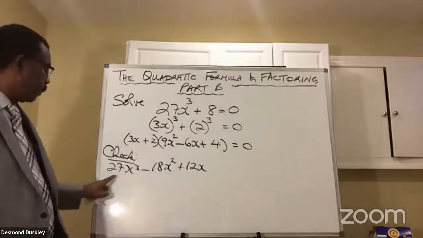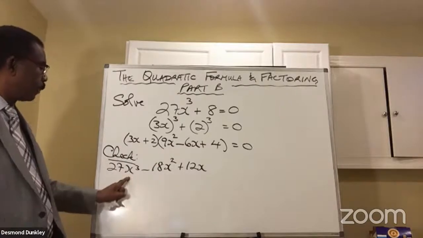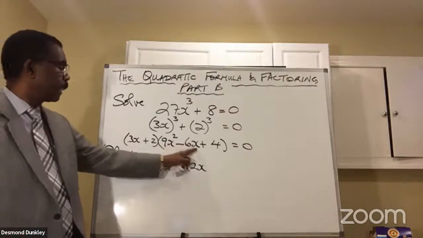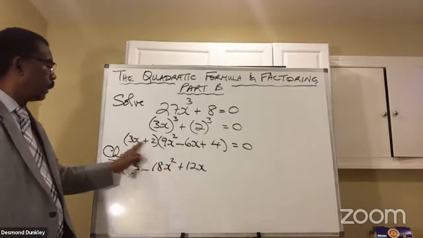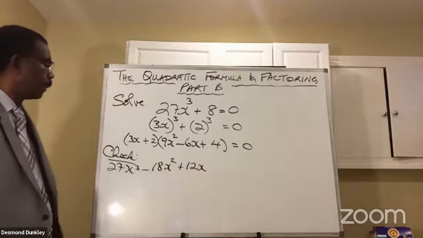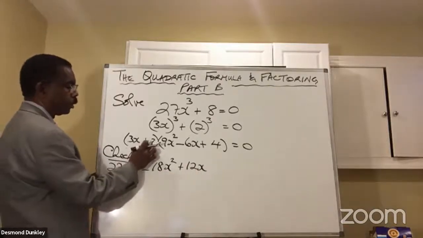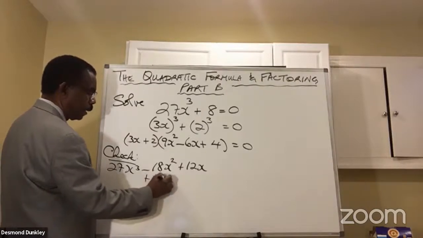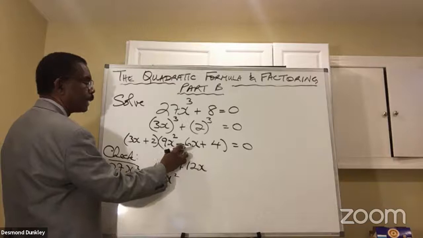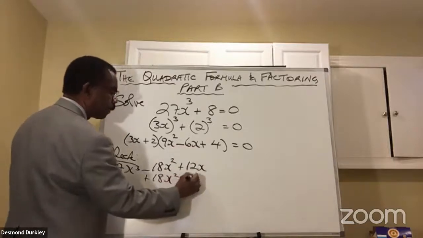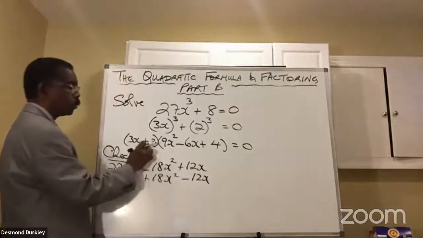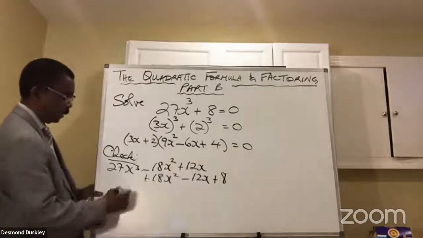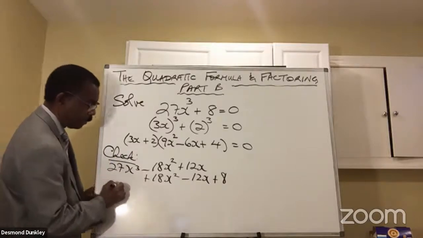3 times 9, 27. X times x squared, x cubed. 3 times negative 6, negative 18. X times x, x squared. 3 times 4, 12x. Now we're going to multiply by 2. 2 times 9x squared, positive 18x squared. 2 times negative 6x, negative 12x. 2 times positive 4, positive 8. Combine like terms.